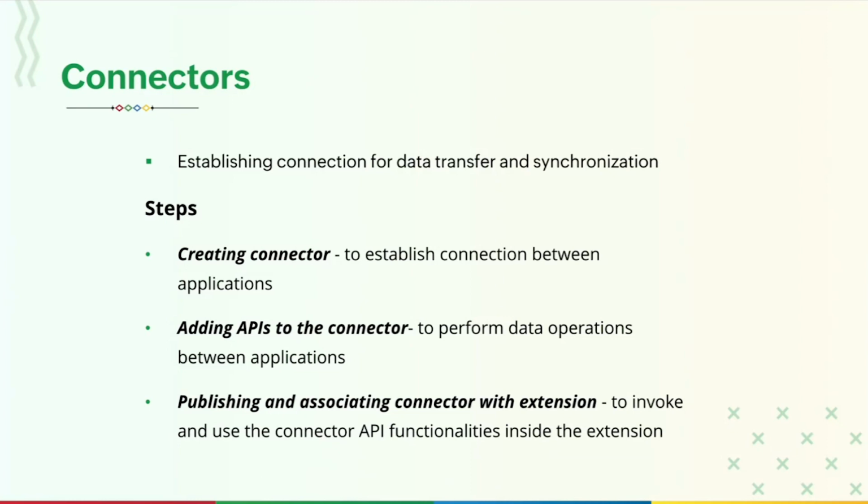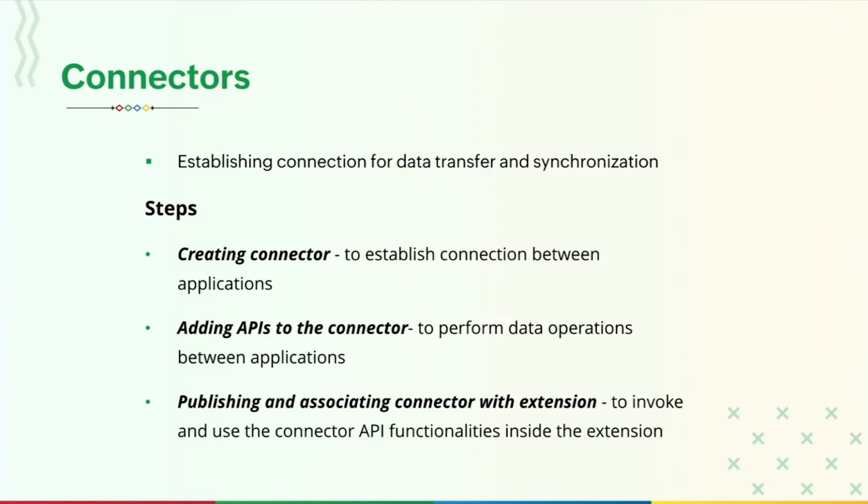So there are three steps in order to create a connection. One, you'll have to create a connector for the application that you're connecting Zoho CRM with and then authorize that connector. Secondly, you'll have to add APIs necessary to that connector. You're adding the APIs in order to perform the data operations as per your use case requirements. Finally, you'll have to publish the connector and then associate it with the extension so that that connector's API functionalities can be invoked inside the extensions components.